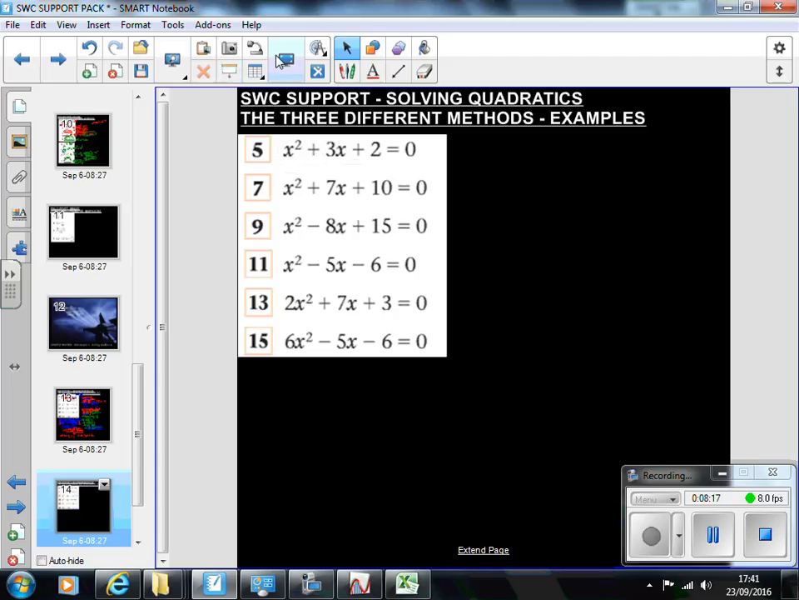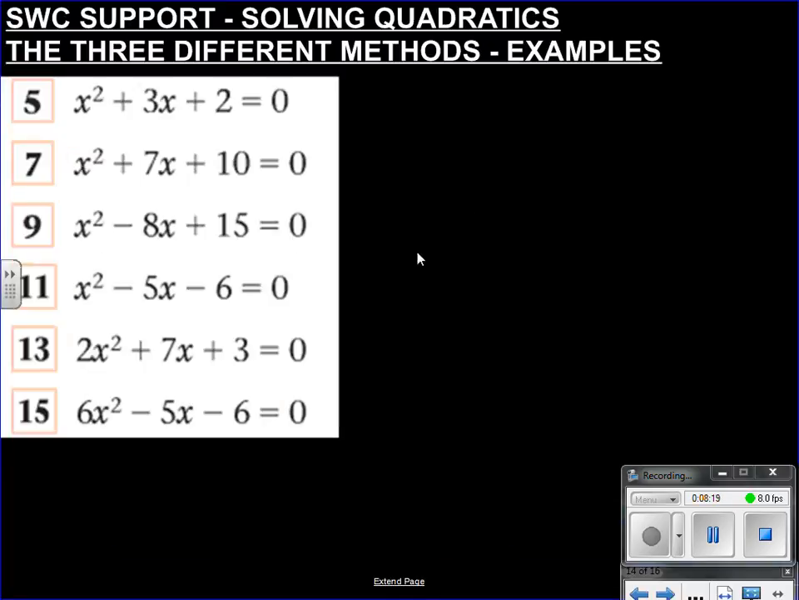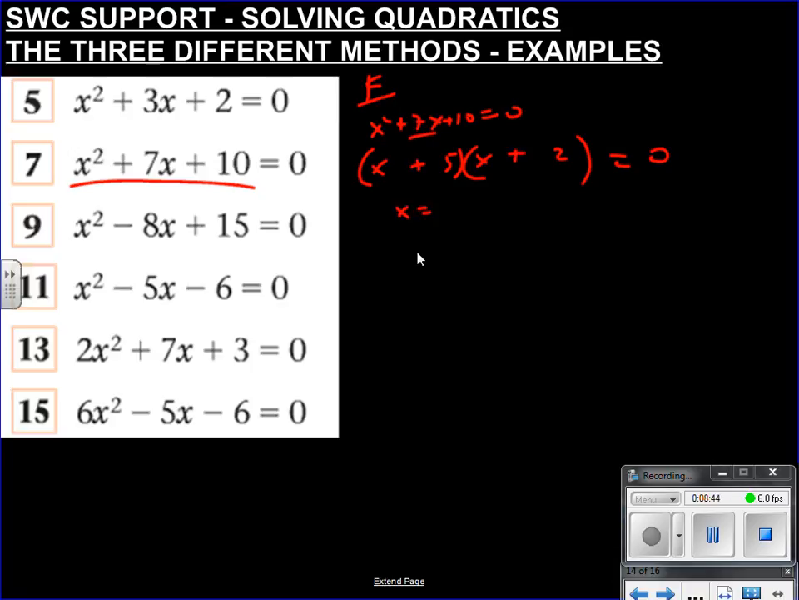Okay, let's do another one. Let's do number 7. We'll do it nice and quickly this time. So factorizing: x squared plus 7x plus 10 equals 0. Does this factorize? Two numbers multiplied together to make 10, and two numbers that add together to make 7. 2 times 5 makes 10. And I need plus 10, I need plus 7x, so plus, plus. So x equals minus 5, x equals minus 2.